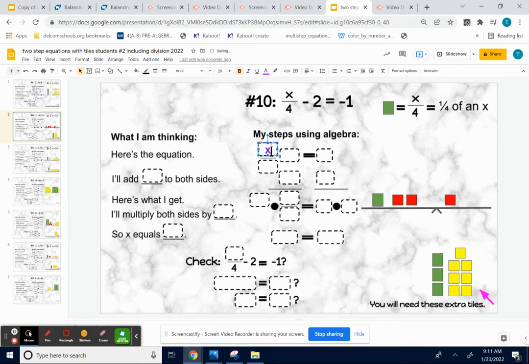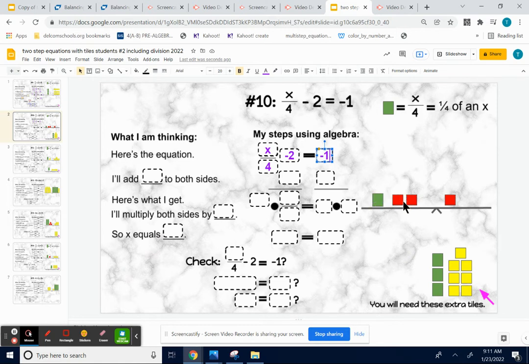Okay, I'm going to type in the problem. Here's the equation. X over 4 minus 2 balances with negative 1. Here's what I have down there. A fourth of an x and a negative 2 balancing with negative 1. Okay, first thing I want to do is get that partial x alone. I want to get the fourth of an x all by itself on the left side.